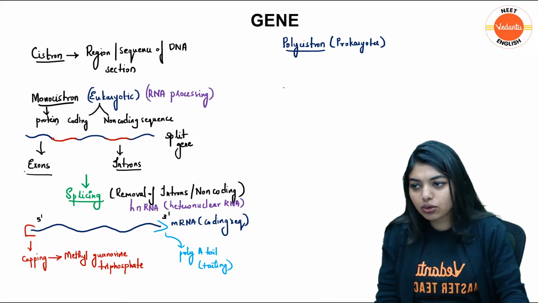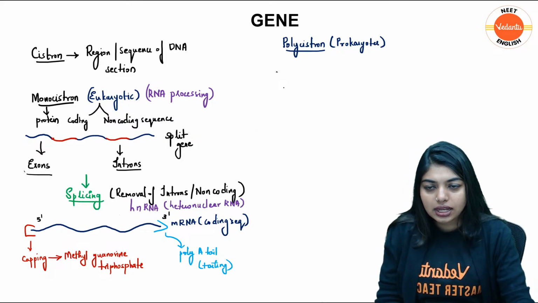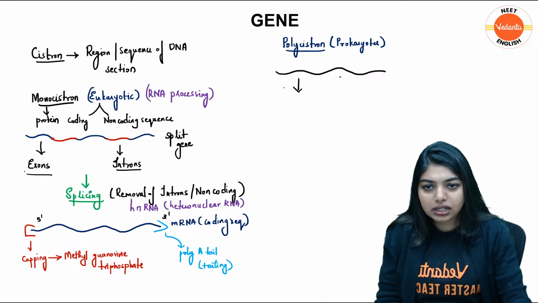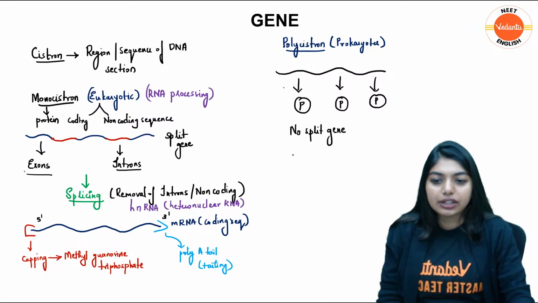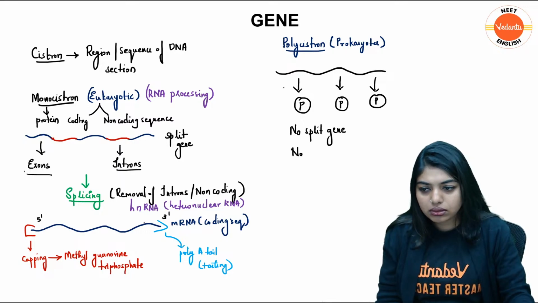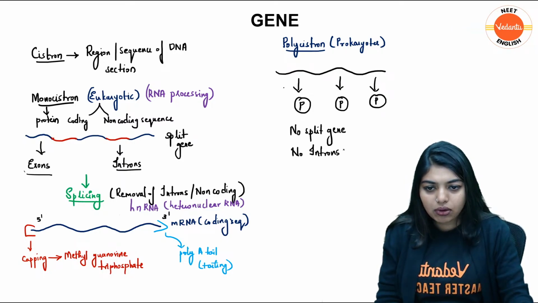That is also here. Here, what is happening, students? Genes are there, and they will code for multiple proteins. No problem at all. It will code for protein, protein, protein. It will code for multiple proteins, and they do not have split genes, nor do they have any introns or non-coding sequences.